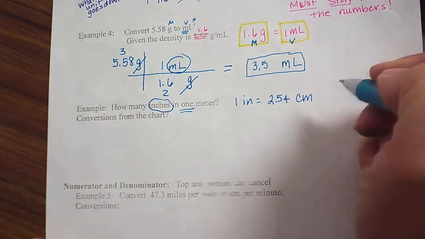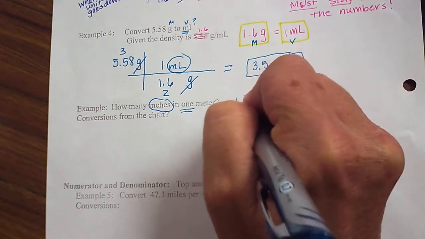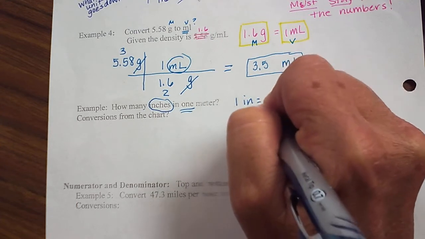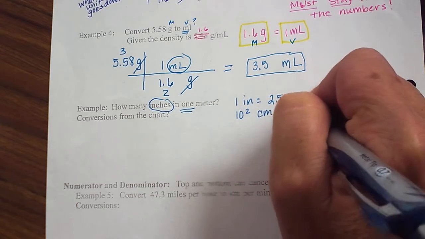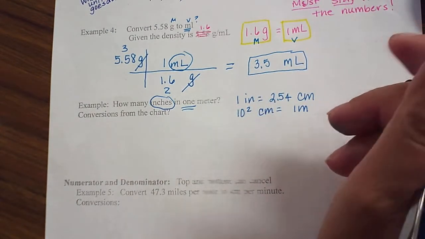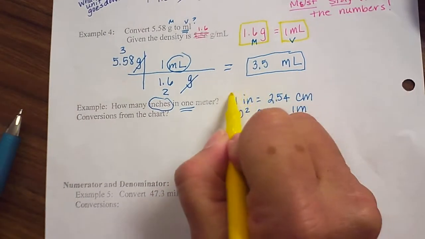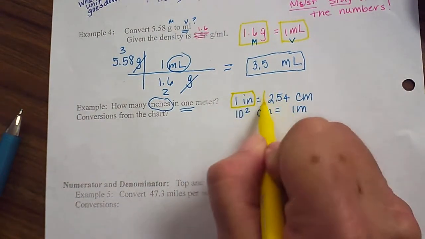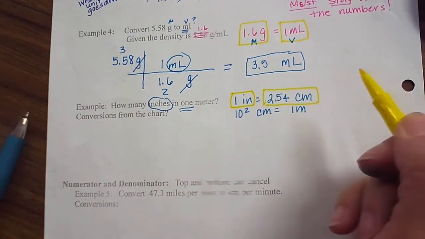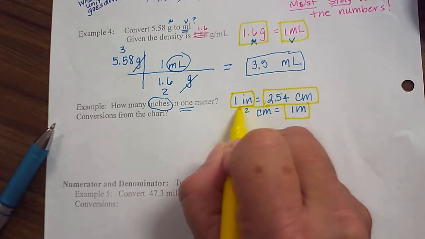And then, because you don't have it on your conversion chart, what I am going to tell you is 10 to the 2 centimeters is equal to 1 meter. That will also be helpful, even though it's not on your conversion chart. I'm going to give that to you. Now, when we write this down, I've set up top or bottom of a fraction, and then top or bottom of that same fraction, and over here, top or bottom of a fraction.